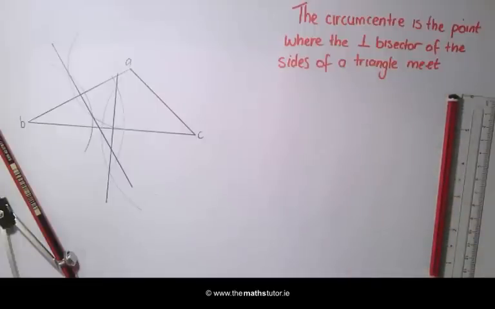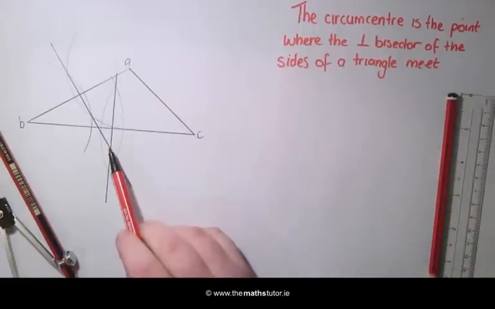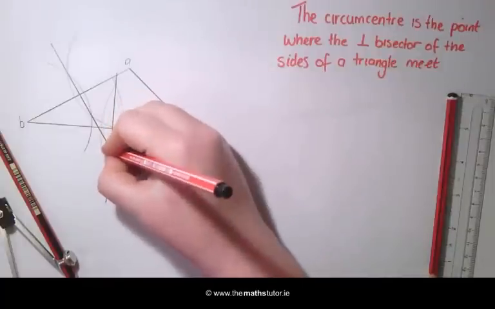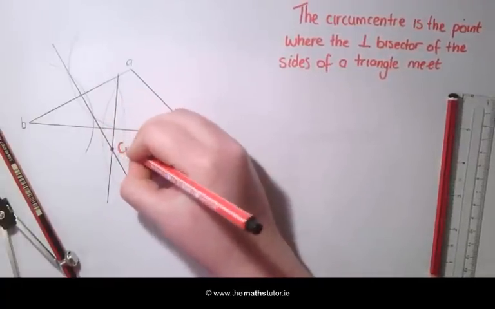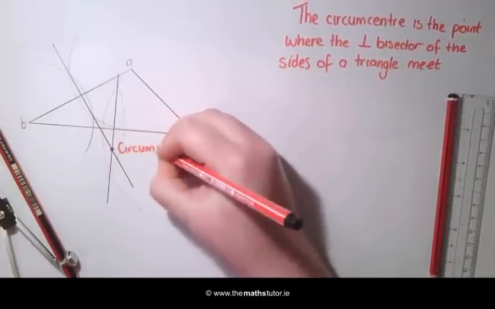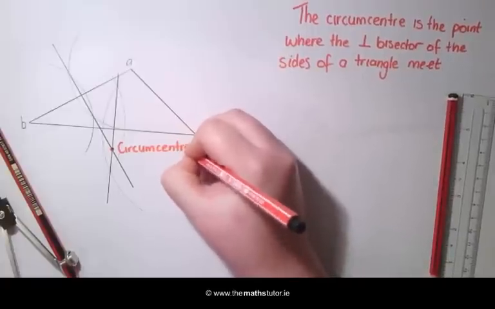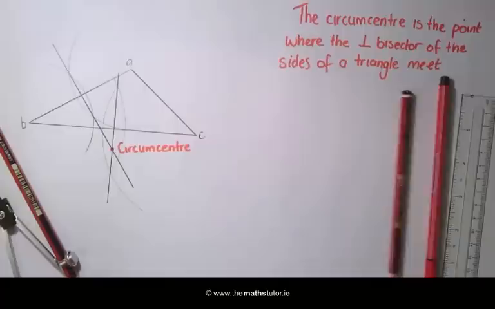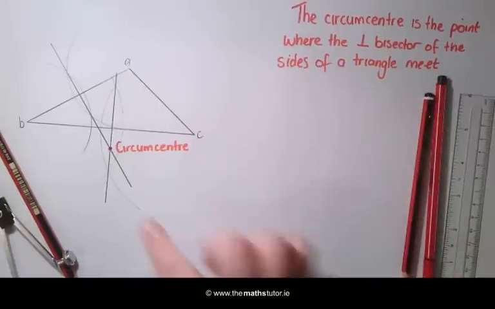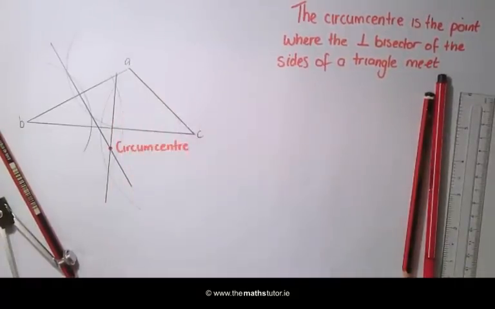Where the two perpendicular bisectors intersect is called the circumcentre of the triangle. Note that the circumcentre can be outside, inside, or on the triangle.